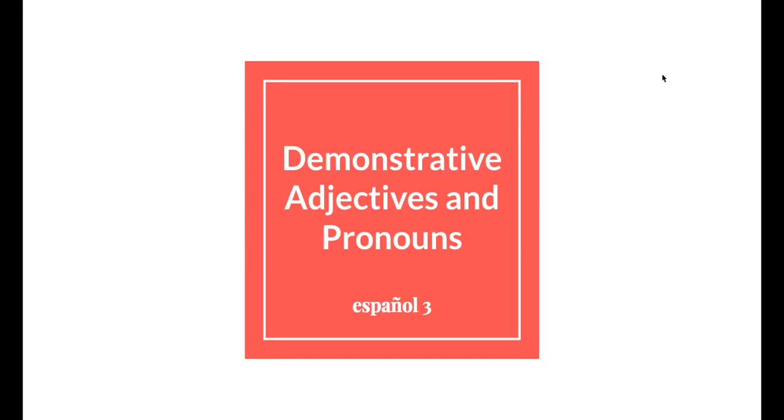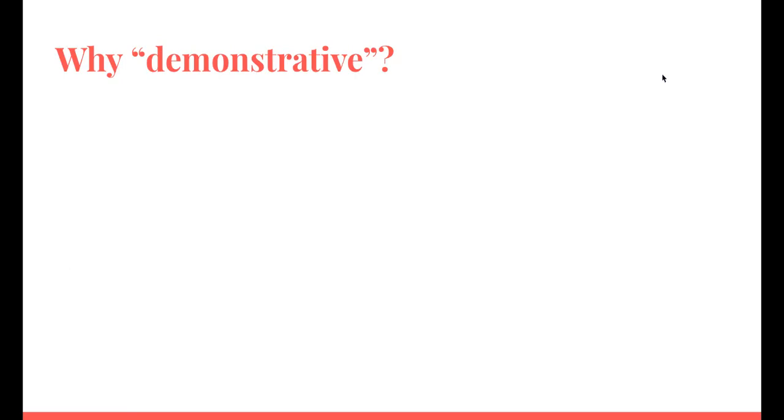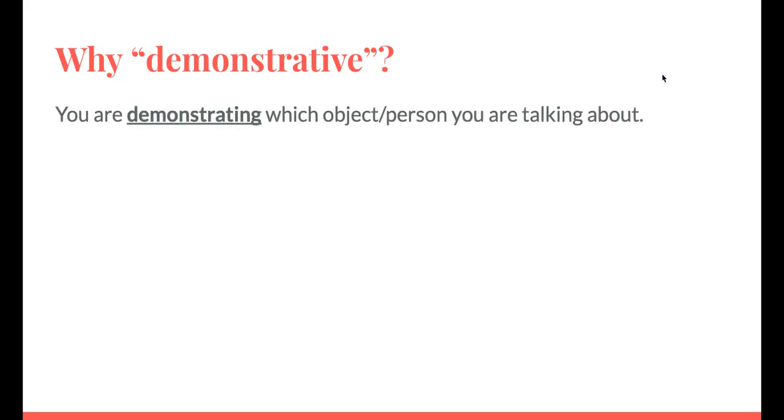Hey everyone. This is a brief explanation of demonstrative adjectives and pronouns in Spanish. First of all, let's go over why they're called demonstrative. In that word, demonstrative, we also have most of the word demonstrate. So if you're demonstrating which object or person you're talking about, you're going to use demonstrative adjectives or pronouns.